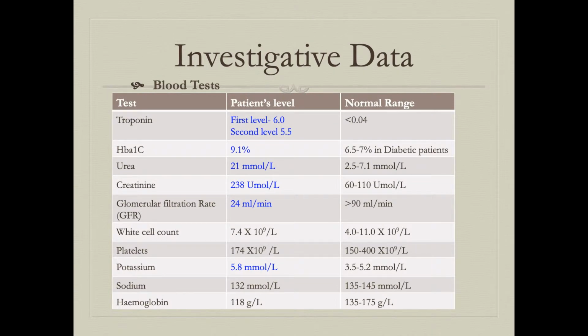Latest blood test results are as per the table. I've highlighted the deranged values. Troponin was elevated during ED presentation. However, the second level shows a trend down. Deranged urea, creatinine, and GFR is due to his stage 4 kidney disease.